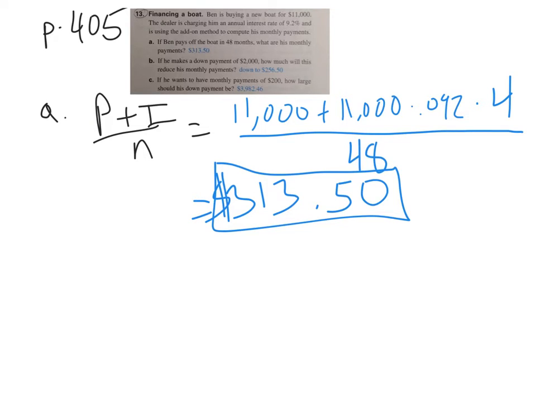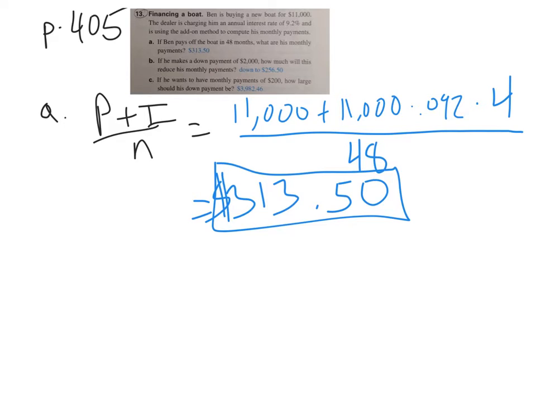Right, so again, this is how much you are borrowing. This is all the interest you're going to end up paying off in those 4 years. And if you take that all together, that'll be how much you actually borrowed, how much you actually owe. And you're going to divide that by 48, which is the number of months, gives you the monthly payment. So you need to pay this much for 48 months in order to pay off the $11,000 plus all the interest that you will accrue. So that's part A, pretty straightforward.